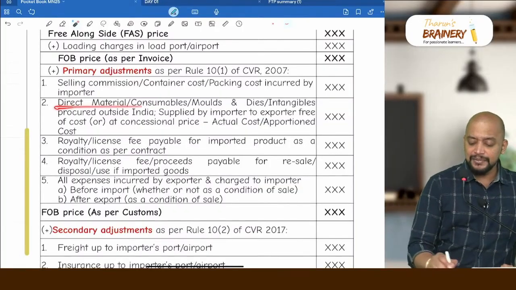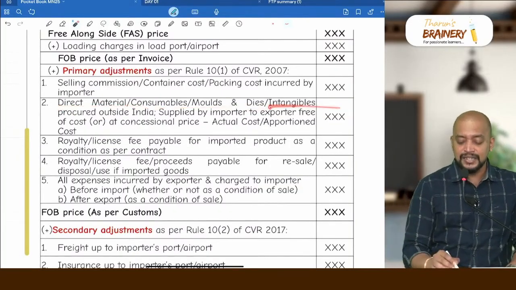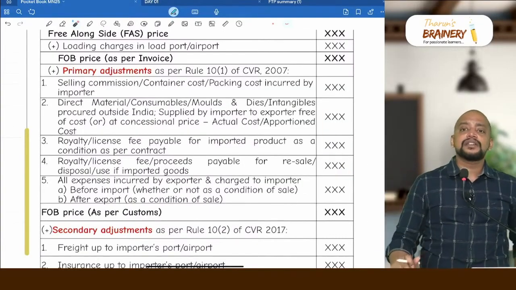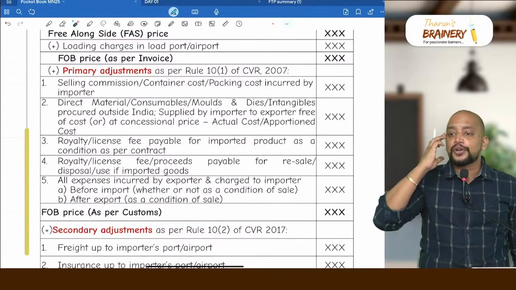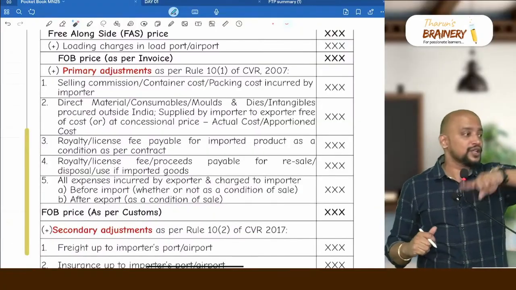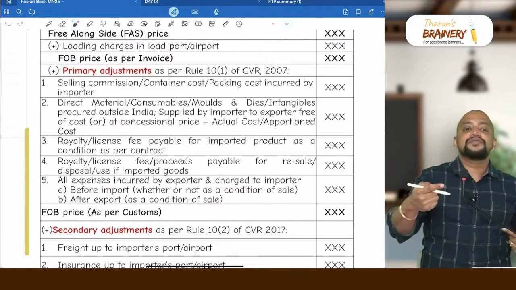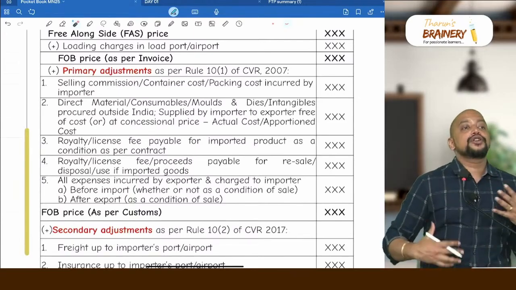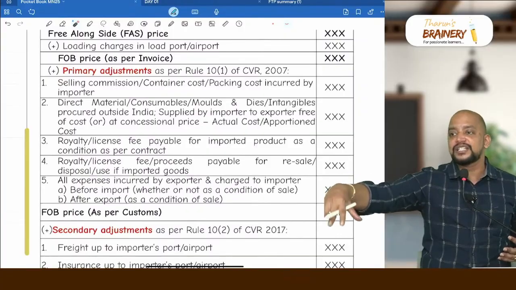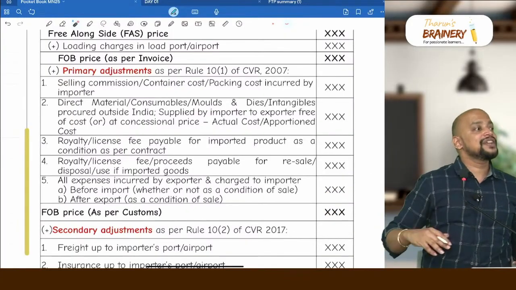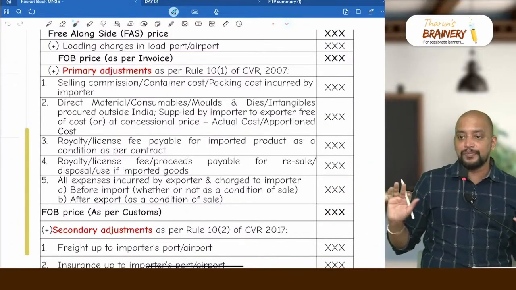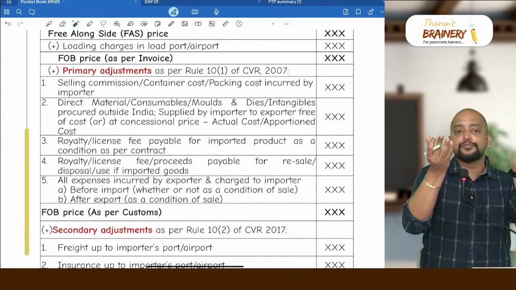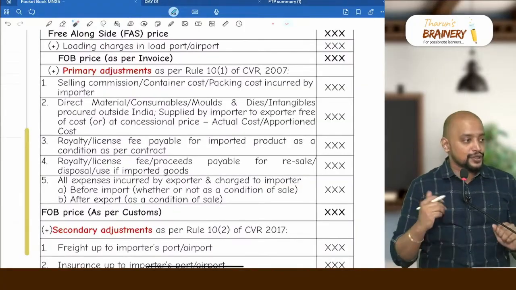So direct material, consumables, molds and dyes, intangibles, but these intangibles should be procured where? Procured outside India. What if the intangibles are procured in India? If the intangibles are procured in India, even though they are given by the importer to the exporter, and the exporter makes the finished goods using those intangibles, this will not be included. So they are giving a relief, in order to encourage the importer to procure the intangibles in India. Suppose the intangibles are procured outside India, this relief will not be available. So definitely that will be included in the value of the imported goods, because of which the value of imported goods will increase and the customs duty burden also will increase.